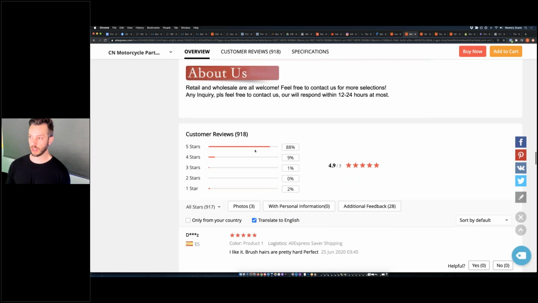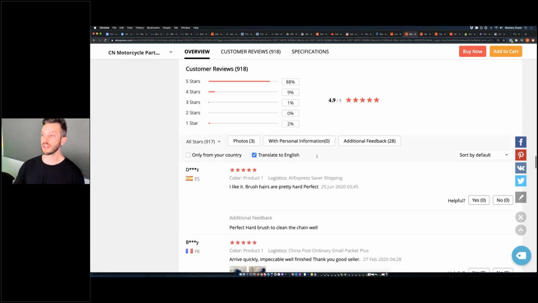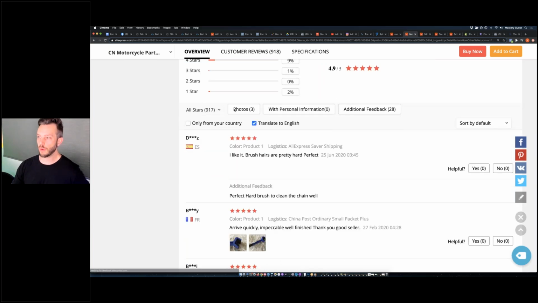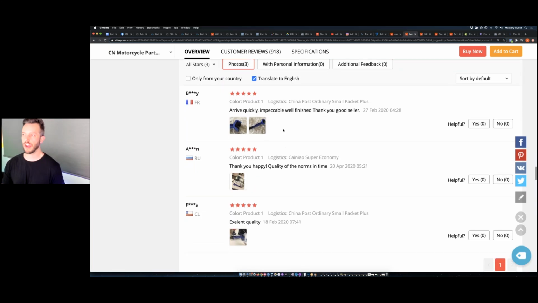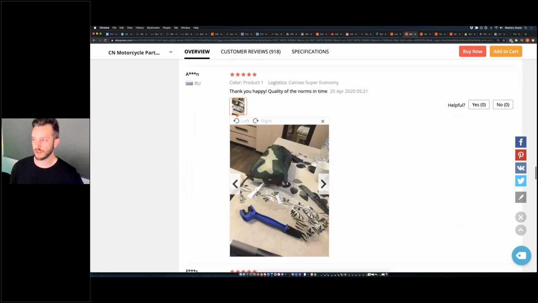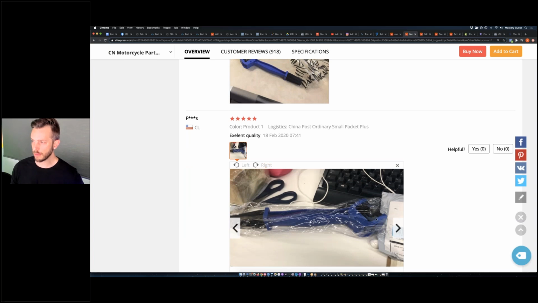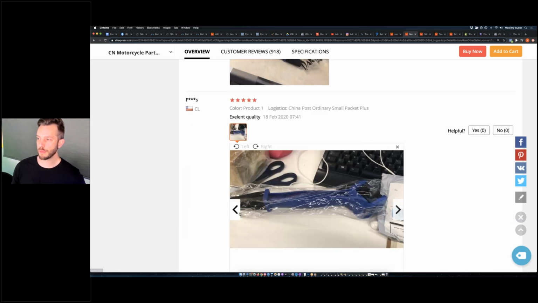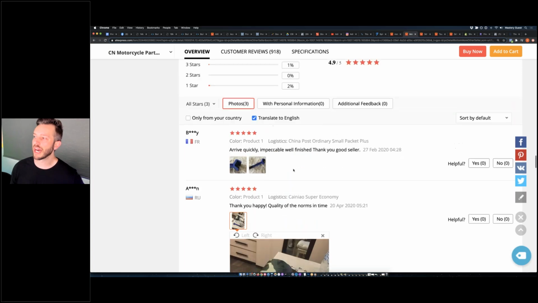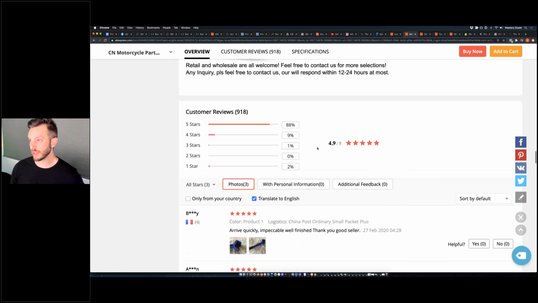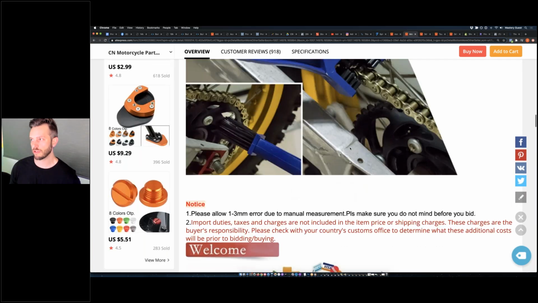We're going to go here and look at reviews. They've only got 2% 1-star reviews, 88% 5 stars. So we can start going down here. I always like to sort by photos first. Arrived quickly, impeccable, well finished. Thank you to the seller. Thank you, very, very happy. We can click on these photos and we can see that it actually does look like quite a nice product, and the packaging that it's come in. So this would be that additional item that I would say, let's add to our Shopify store.